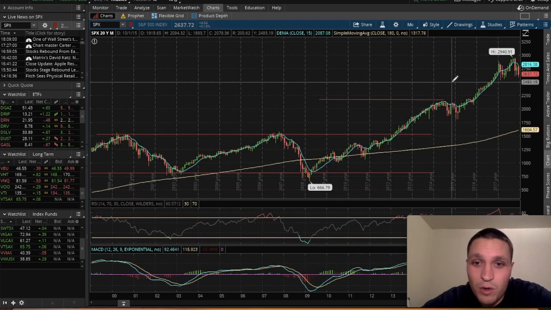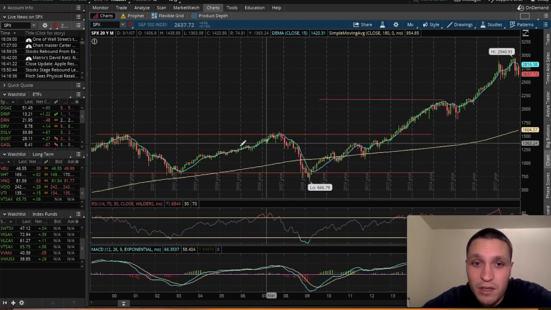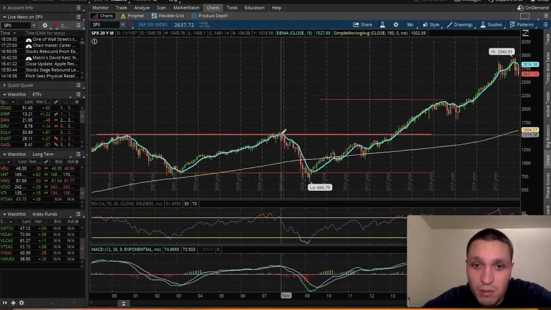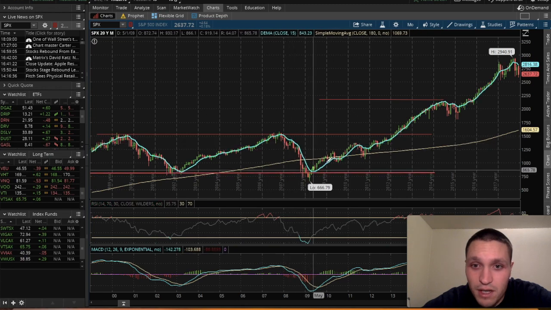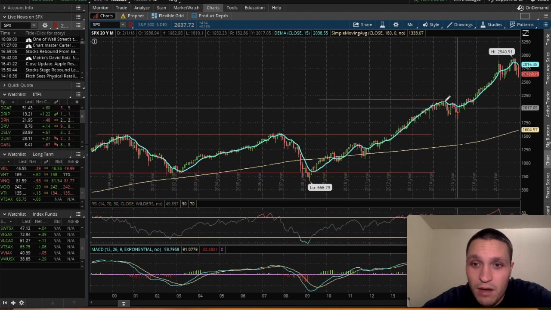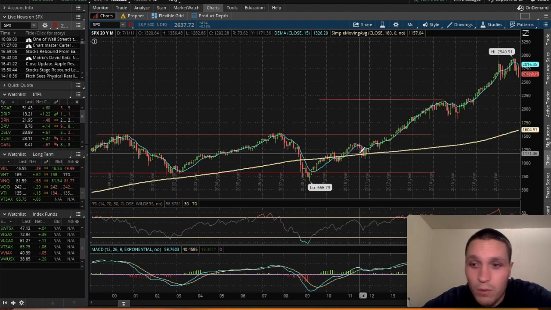Now, yes, this is more about timing the market, but even look at these charts. When these candles are trending above this line, the stock market's going up, and when they go below the line, the stock market's going down. I think that's pretty easy to see. So right now, I really don't know what's going on in the market.